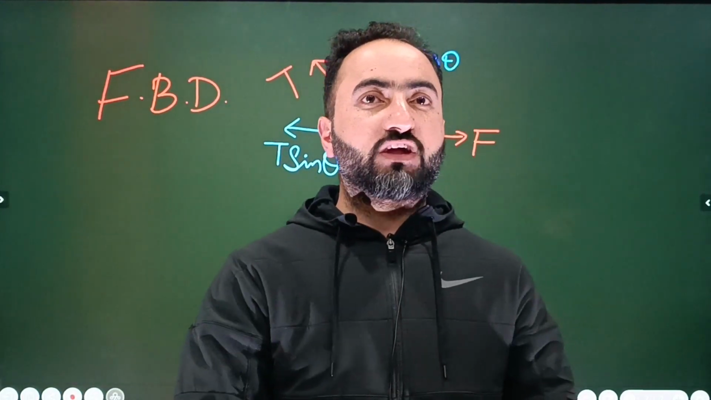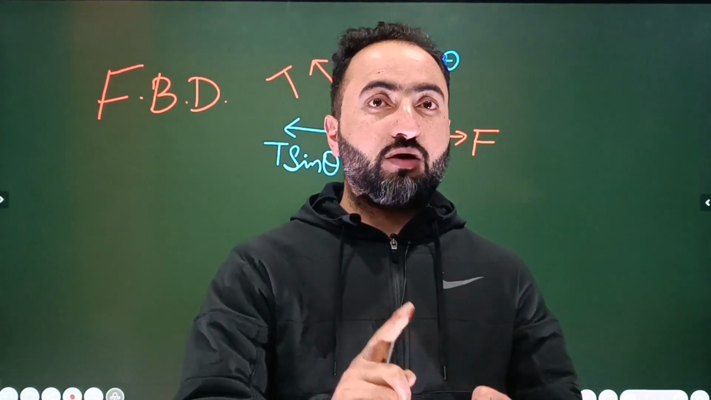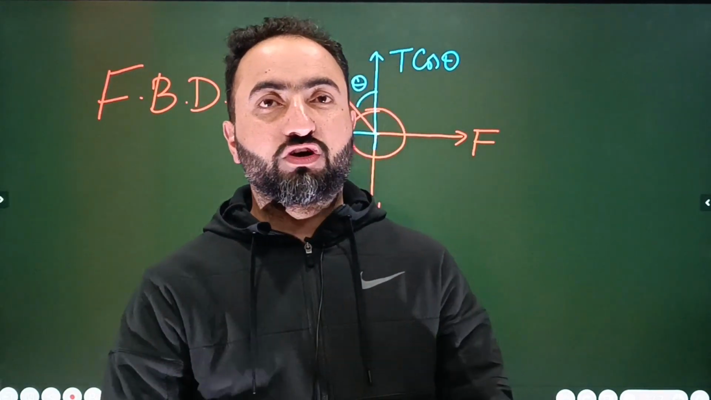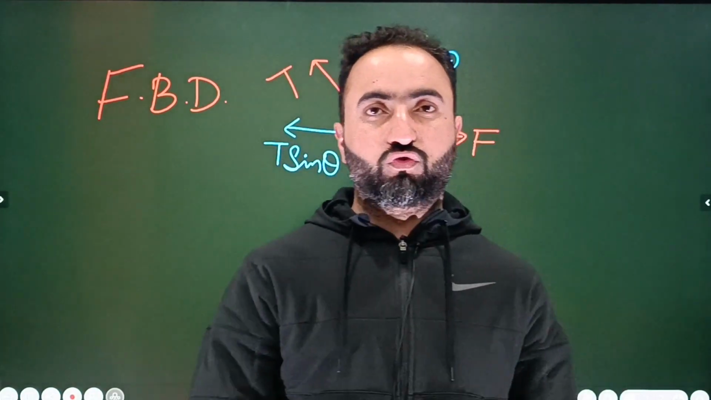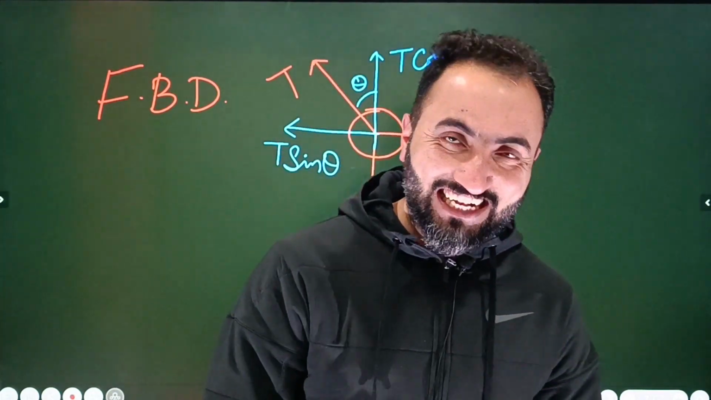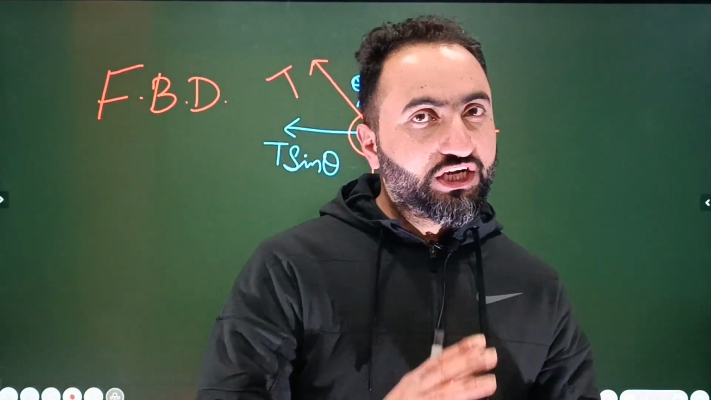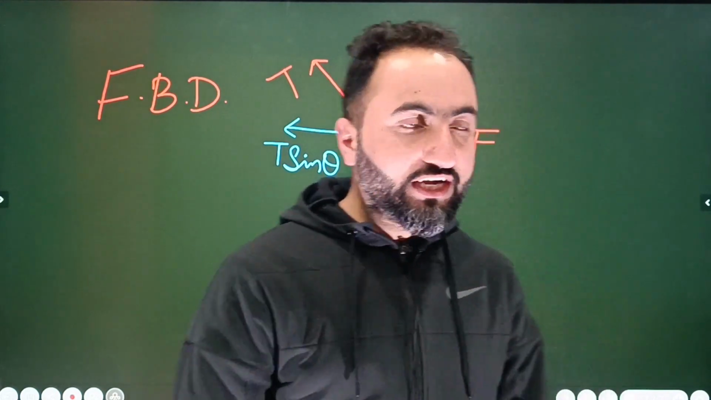The next what you have to do is that you have to resolve the T in the rectangular components. So how many components are there? 2 components. T cos theta and T sin theta. Now there are 4 forces. कितने force हैं बेटा इस पर? 4 forces. T cos theta, T sin theta, F and mg. The T is replaced by its 2 components. All right. ठीक है ना बेटा?